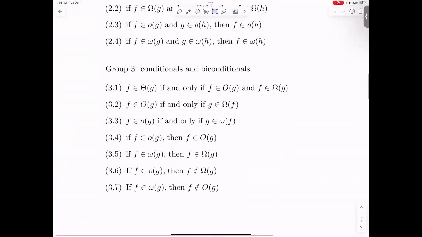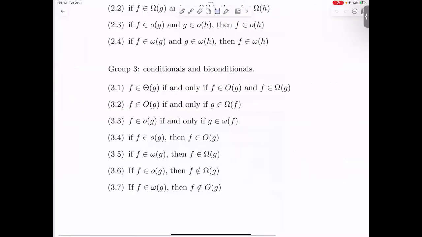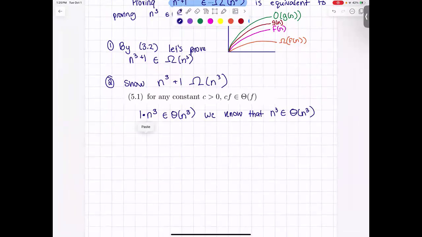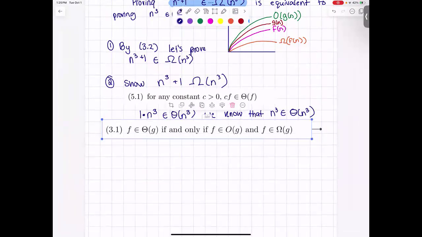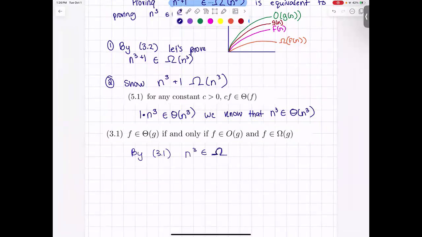Right here, I'll pull this one in actually. We know that, oh, I didn't have to click that, sorry. Since we know that n cubed is in theta of n cubed, we can look at 3.1 here and say by 3.1, n cubed must also be in big omega of n cubed, right?